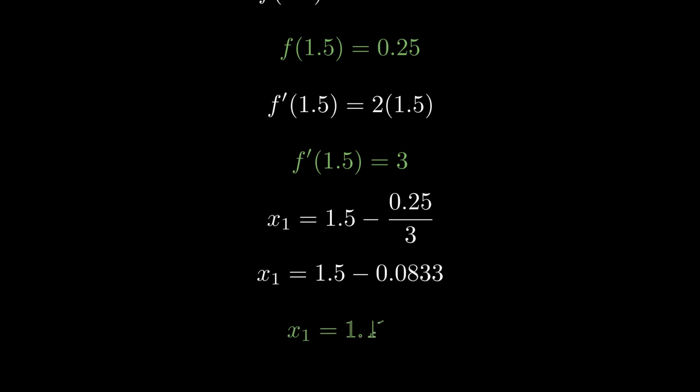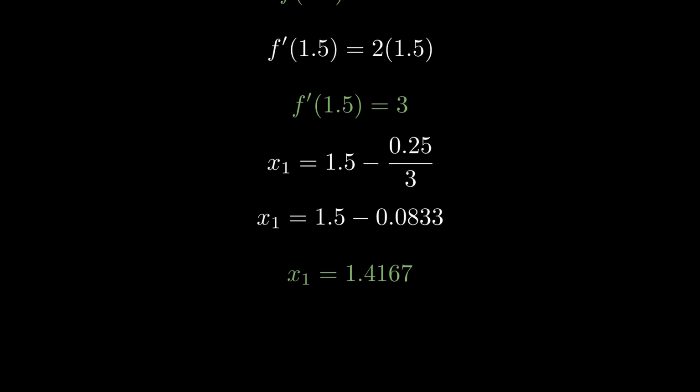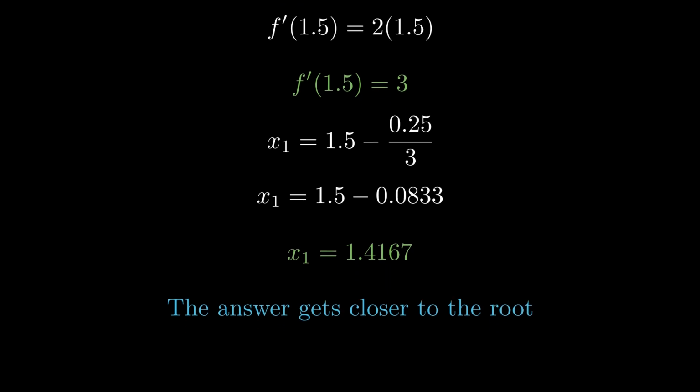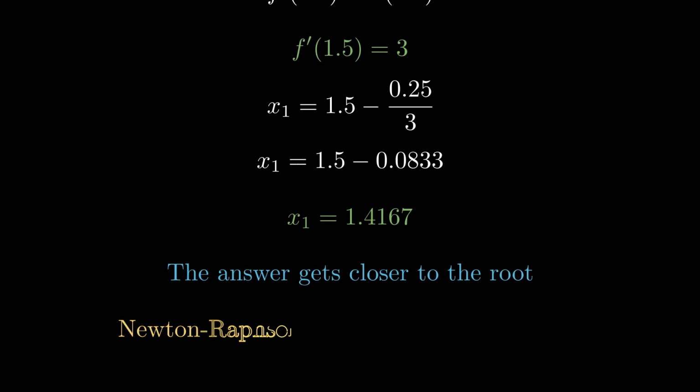Subtracting gives 1.4167. Notice how the approximation moved closer to the actual root. The Newton-Raphson method is simply a process of guessing and improving.